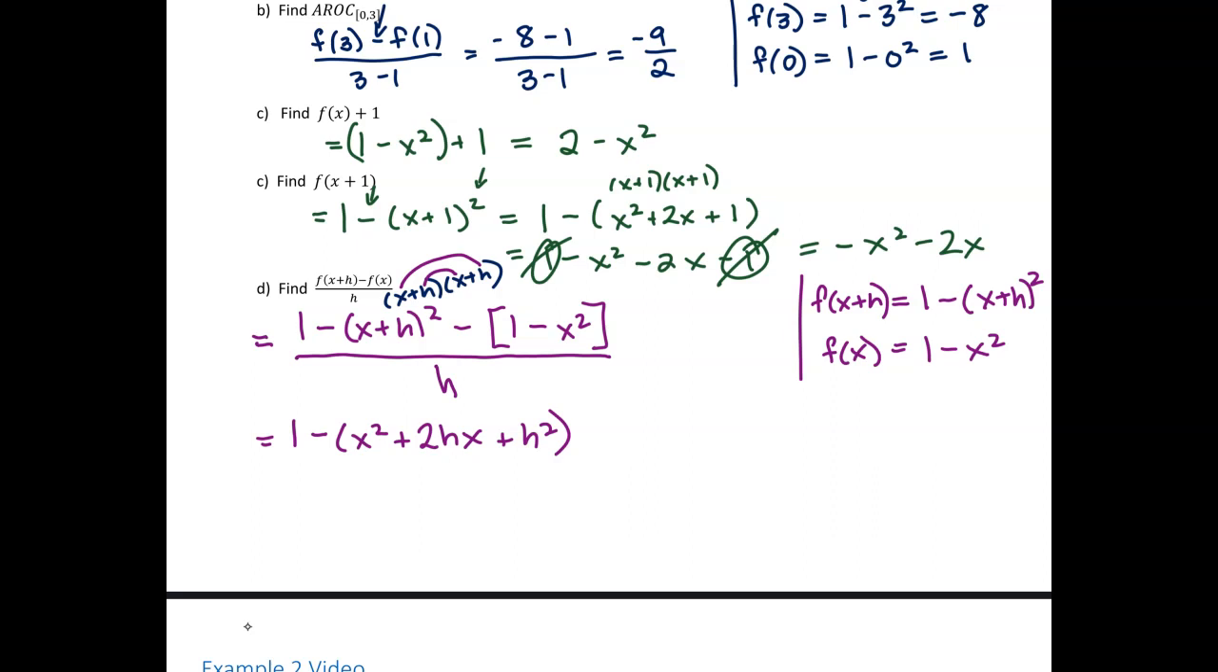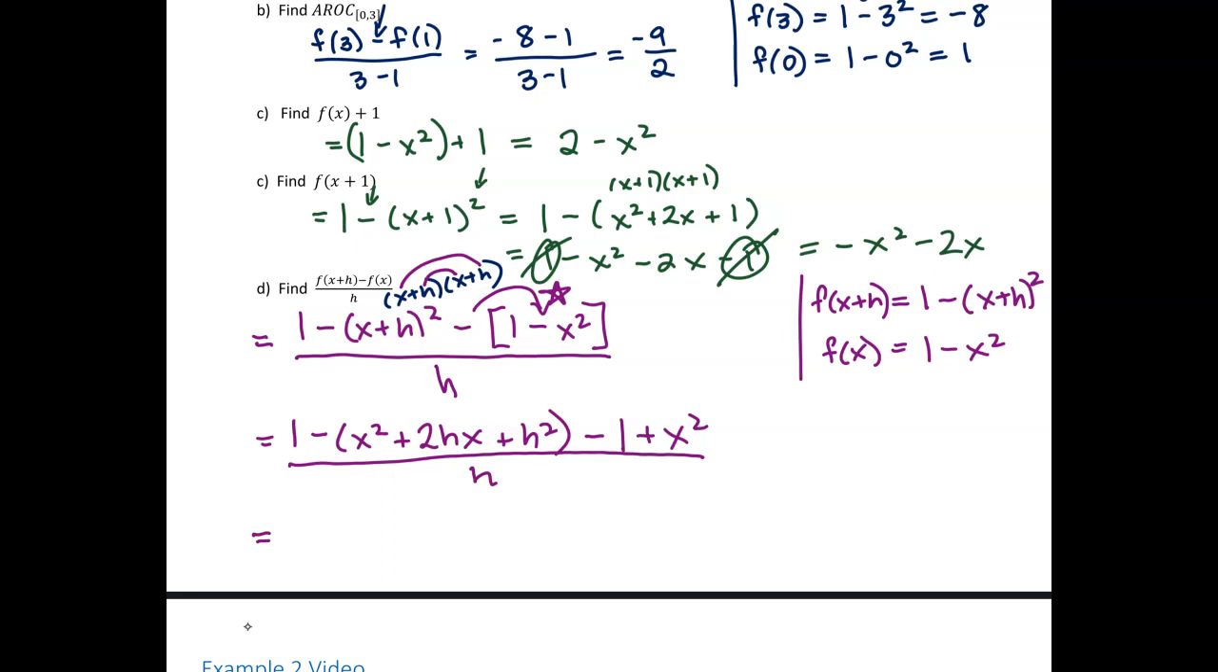I've kind of forced myself to get in the habit of alphabetizing when I have more than one variable, just so that I don't accidentally confuse myself if I have a 2hx and an xh. Those are like terms, but sometimes people miss it if they write them in the opposite order. Okay, and then I'm going to have a minus 1, and it becomes a plus x squared. So that right there is really key. That's like the most common mistake, is messing up that negative.